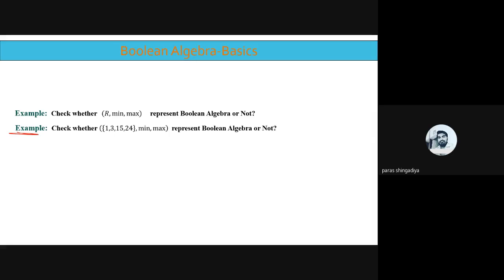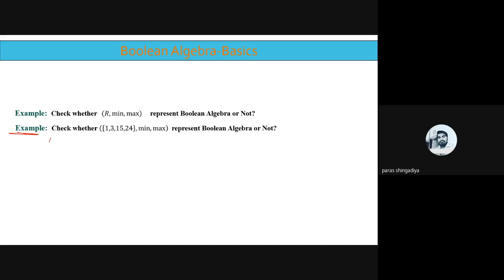A star B is equal to the minimum of A, B, and A ring sum B is equal to the maximum of A, B. That is the form of minimum and maximum. So let us check it for this one in short, and then afterwards we'll prove whether it is complemented and distributive or not.